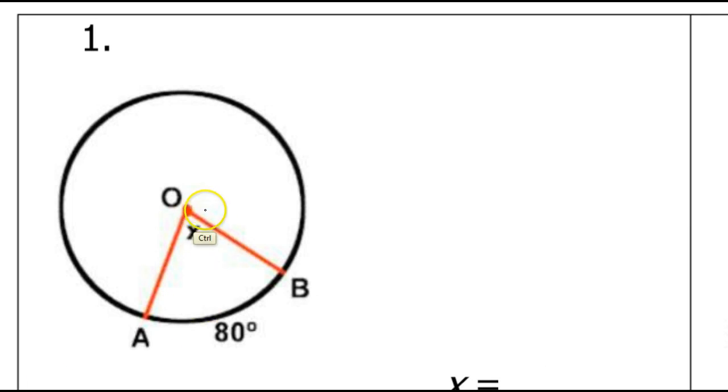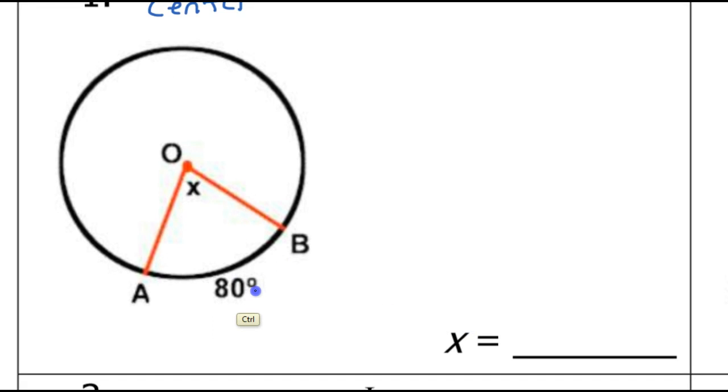For this problem, the vertex is at the center. So that's when the angle is equal to the arc. So if the arc is 80, that means the angle must also be 80.